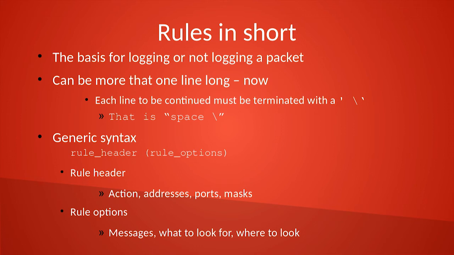So the rules in Snort are the basis for logging or not logging a packet, and a rule can be more than one line in length. Similar to a C program, you just put a backslash and then you can go on extending. So you have a rule header and rule options. The rule header can have action, addresses, ports and mask, and rule options can have messages, what to look for, where to look, etc. In the next session we will look into some more details of Snort. Thank you.